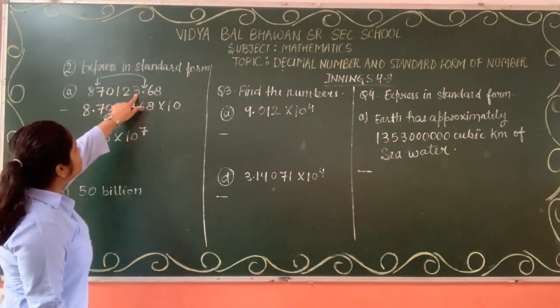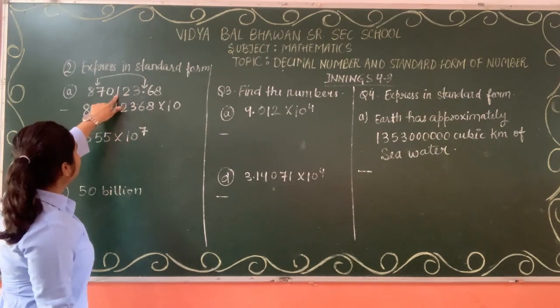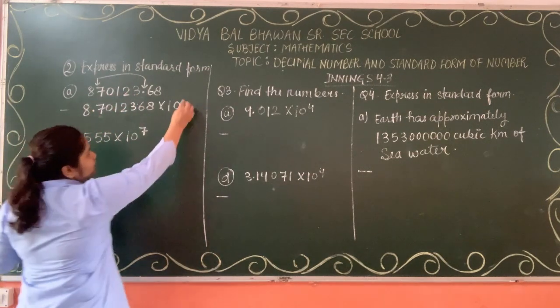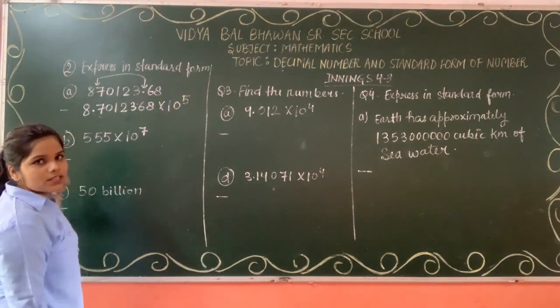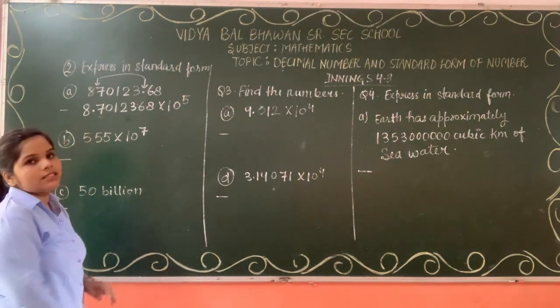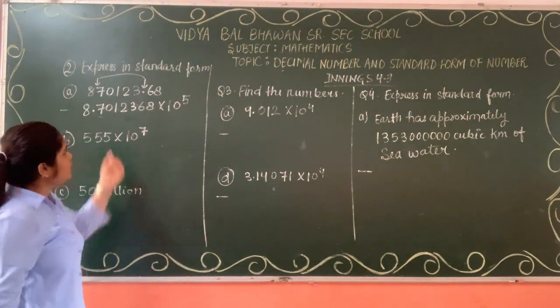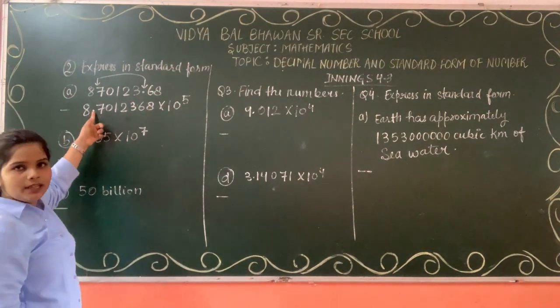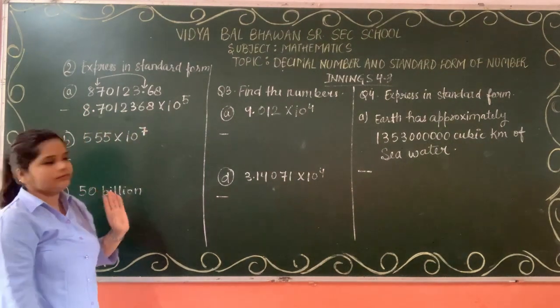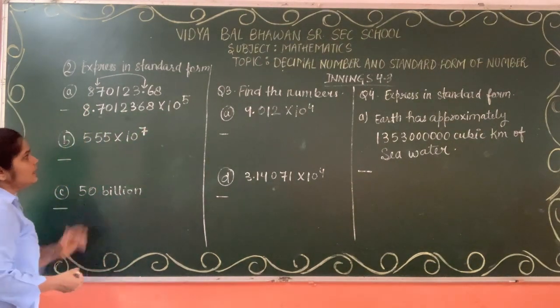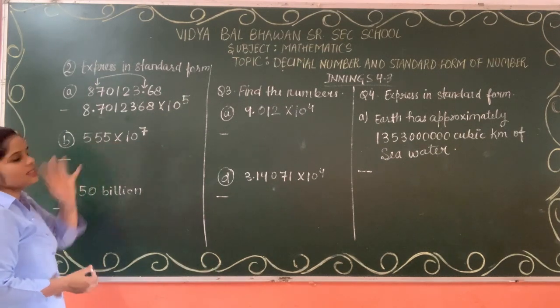So it will be 1, 2, 3, 4, 5. 5 places we have shifted to the left side. This is the standard form. You can see the number is written in between 1 and 10 with the power of 10. Next one, we are having this number.